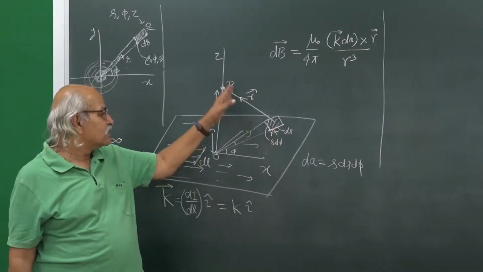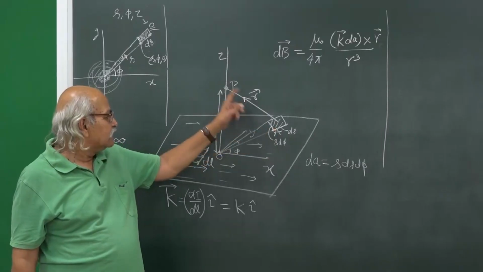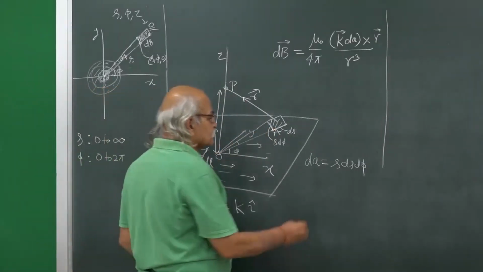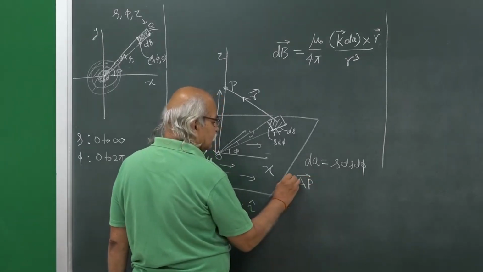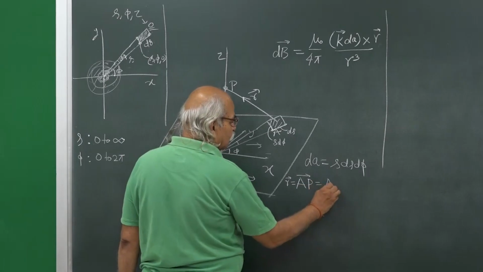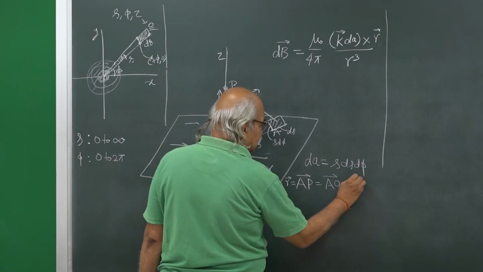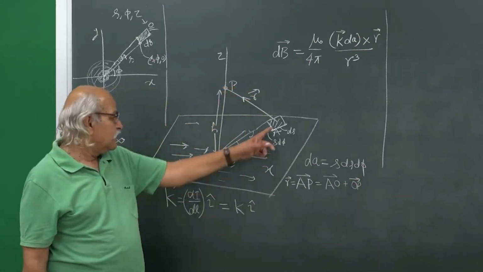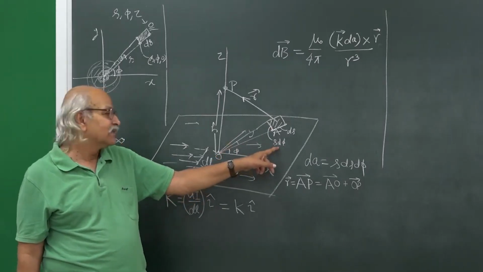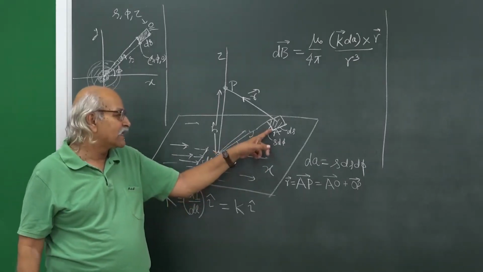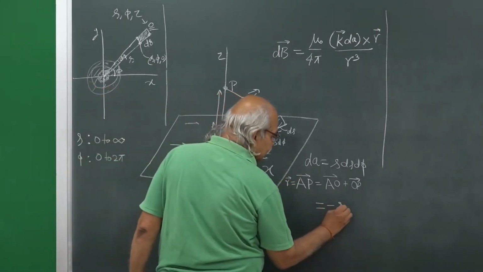The r vector is just AP, and as usual, we will do the same thing. AP is AO plus OP. So, AP, which is the r vector, is AO plus OP. So, what is AO? What is OA? OA length is s and the direction of OA is s cap. So, this AO is minus s cap.